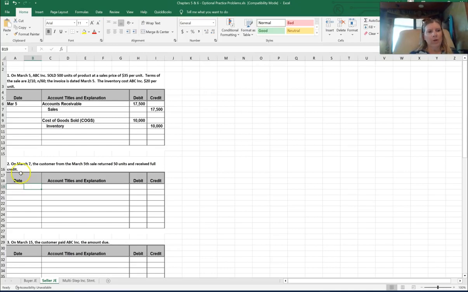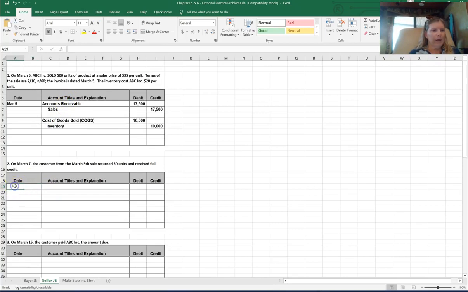Okay, so now on March 7th, it says the customer from the March 5th sale, which is this one up here, returned 50 units and received full credit. For whatever reason, they could have been defective. They could have just ordered too many. I don't know exactly what happened, but anyway, they returned 50 units to us, and we gave them full credit. So we have to reduce the accounts receivable. They're no longer going to owe us for those 50 units that they're returning to us.